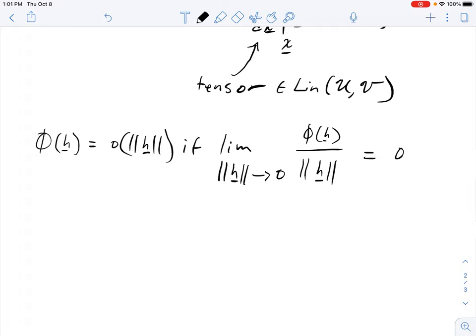So, if phi of h is linear in h, then that is not the case, it's going to go to a constant value. But if phi of h is, say, quadratic in h, so that the top goes with the magnitude of h squared, then that will go to zero. So basically the numerator has to go with a higher power of h than the denominator so that the limit doesn't blow up.